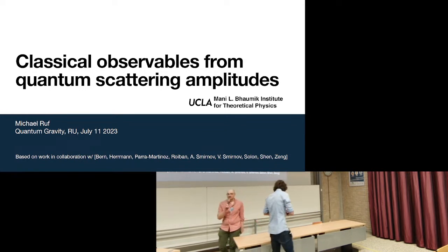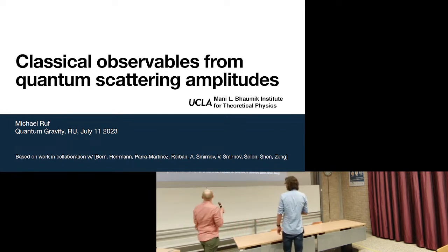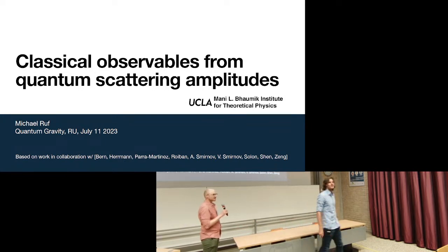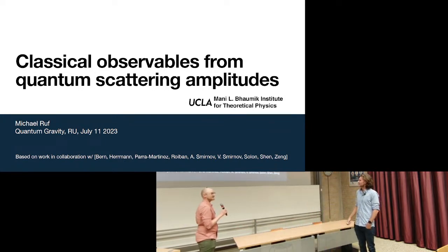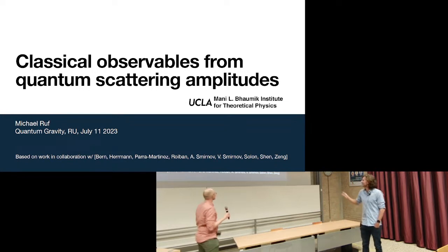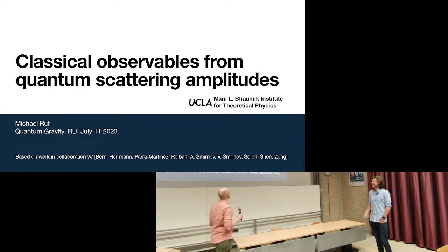So let's start with our second talk, and we have Michael Roof here from Radboud University, right? It's UCLA. Oh, sorry. Okay. I know. I'm from UCLA. I'm very sorry. So, classical observables from quantum scattering amplitudes. The floor is yours. Okay.